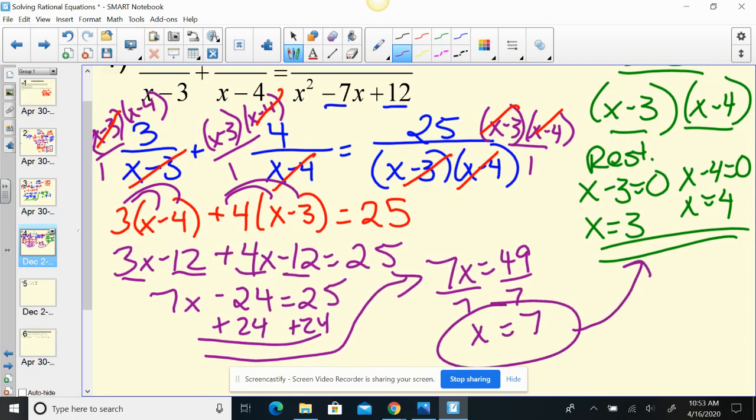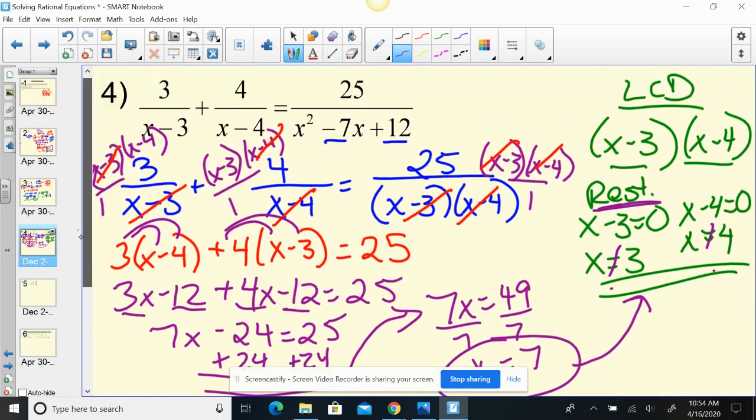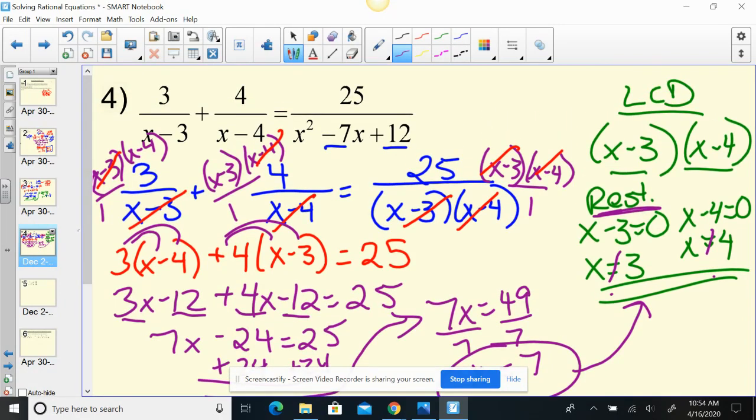Check to make sure that x is not 3 and x cannot be 4. Remember, these are restrictions, so they can't be that. You can now go back in if you want, and we should have technically done this to all of them, and put 7 in to make sure that this makes a true statement. So you can check with your calculator, or you could check by hand.